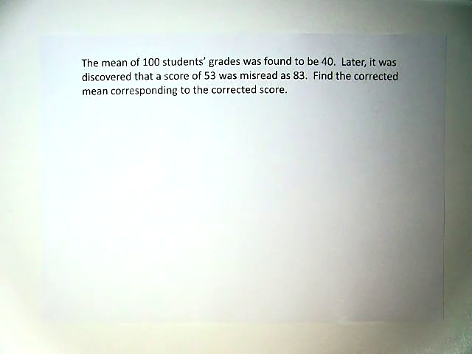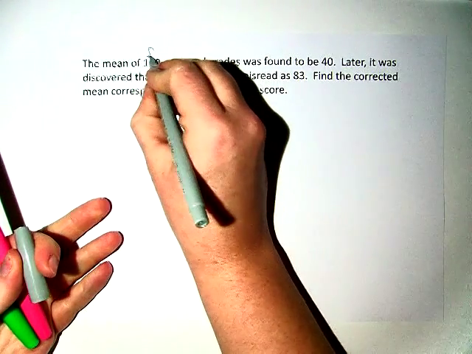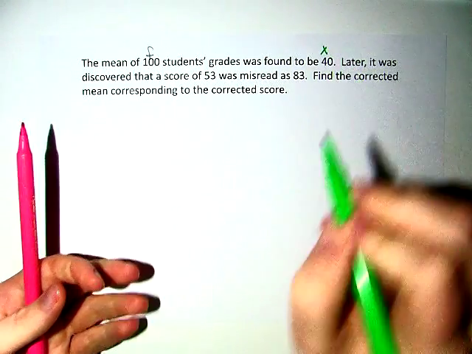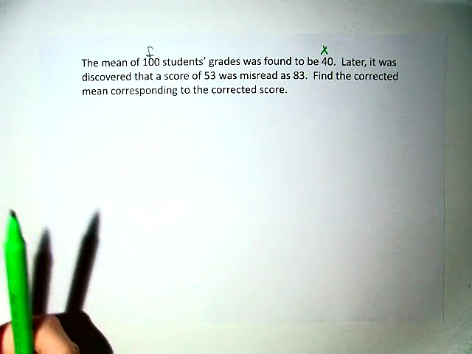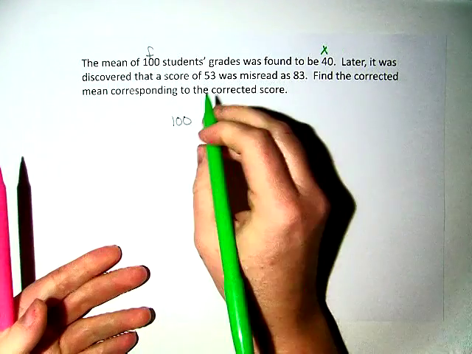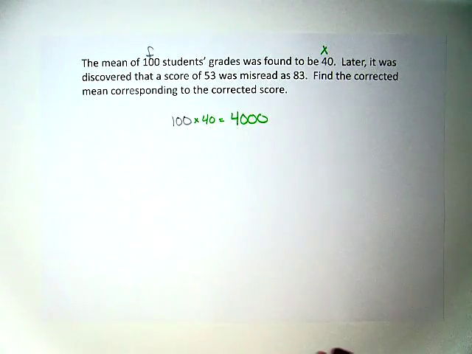The mean of 100 students' grades was found to be 40. Later, it was discovered that a score of 53 was misread as 83. Find the corrected mean corresponding to the corrected score. All right, so that means that 100 students, so this is our frequency, was found that the data was 40. Correct? So that means that if we take the total amount of scores, 100 times 40, that means the 100 students scored a total of 4,000 points.